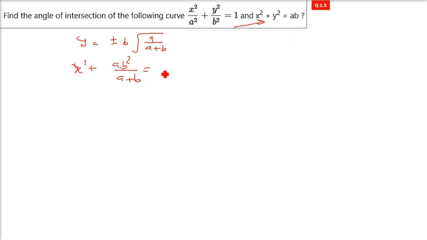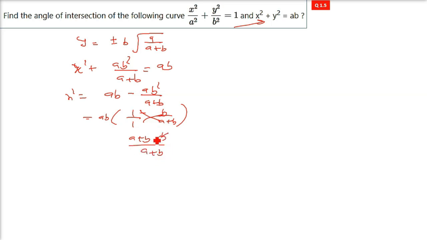Alright. So I am just putting this y square, which is actually equal to ab square by a plus b, into x square plus y square equals ab. So those things we can take on the right hand side: ab minus ab square by a plus b. ab you can take common, so you'll get 1 minus b by a plus b. Then you get a plus b minus b by a plus b. b gets cancelled. So a square b by a plus b it is. Now you will also get x as plus minus a into under root b by a plus b.